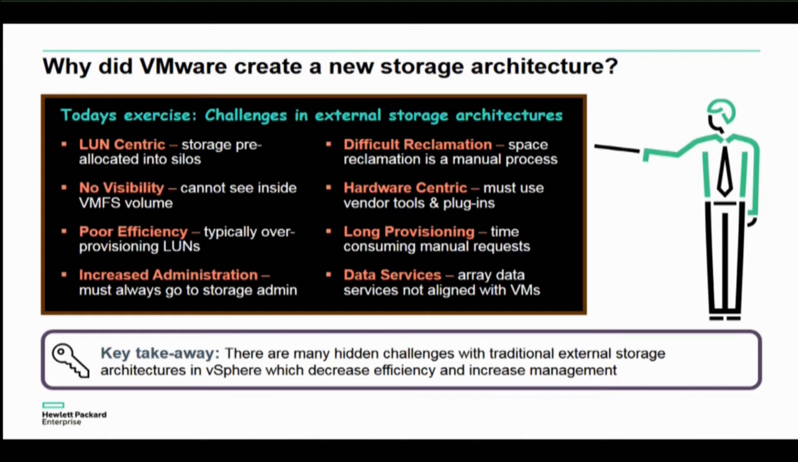Provisioning takes longer, and then the big key thing here is our data services on the array. All the powerful features that we have, like snapshotting, replication, provisioning, compression, and dedupe, aren't aligned at the VM level. It's all done at the LUN level. So you can't get really granular with your array to pick and choose how you want to apply those data services to virtual machines.